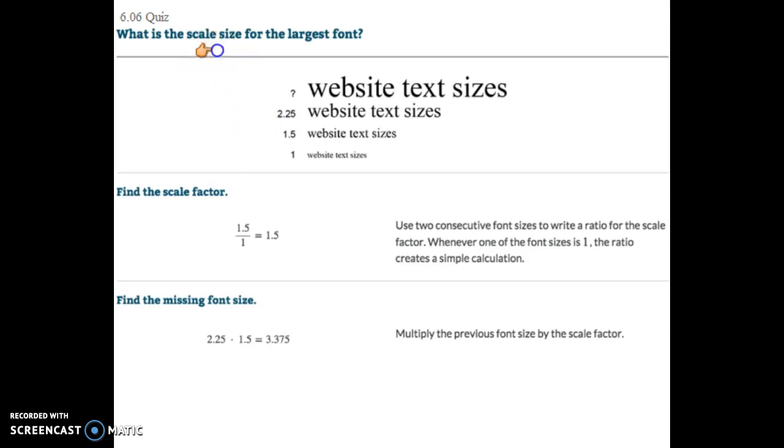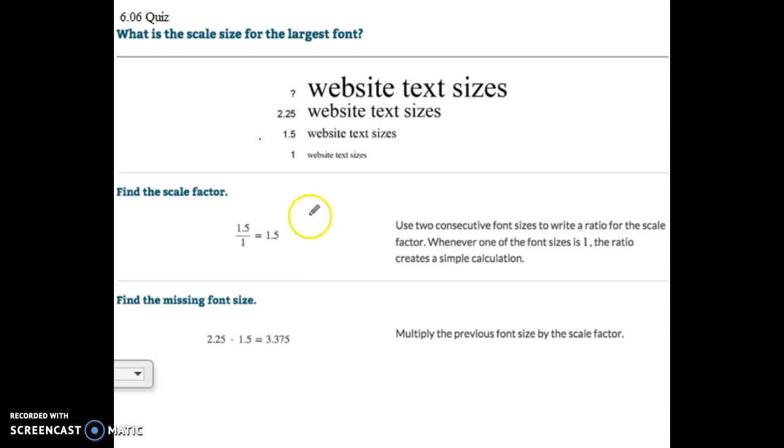And they're using scale factors. So if you remember, we talked about scale factors way back in first semester. So we're going to use that same concept here. To find our scale factor, they're going to give you a series of fonts. All you have to do is divide any two consecutive font sizes to find the ratio. So here they took the 1.5 divided by 1, and our scale factor is 1.5.